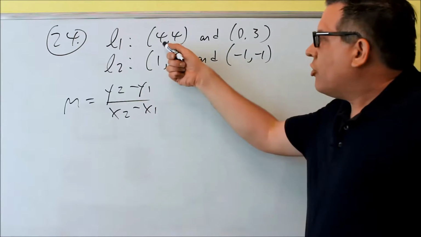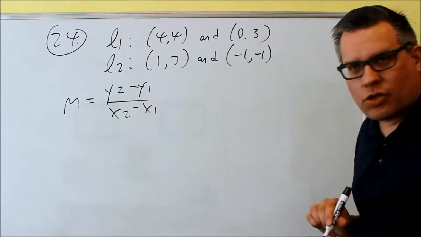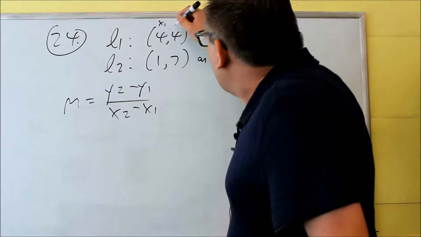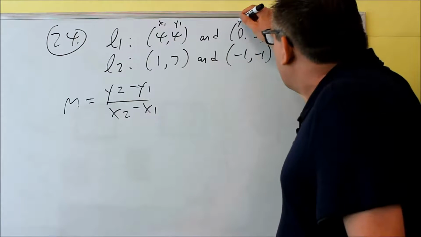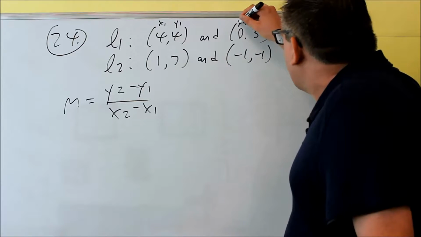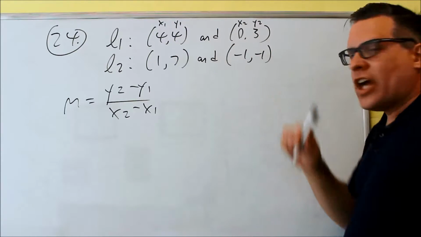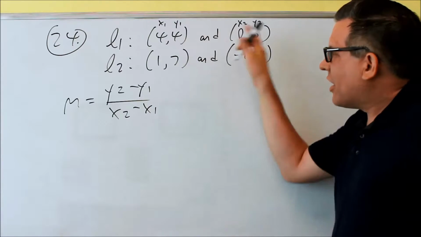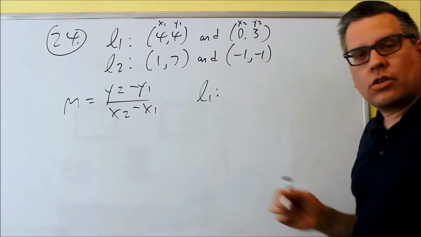Now it doesn't matter if you do x1 and y1 for the first one or if you do x1 and y1 for the second one. It makes no difference. For each of these, I'm just going to let the first point be x1 and y1, and the second point is going to be x2, y2. Notice that I'm not doing x1, y2. They both have to be 1s and both have to be 2s. So now that I have those labeled, let's find the slope of line 1 and line 2.